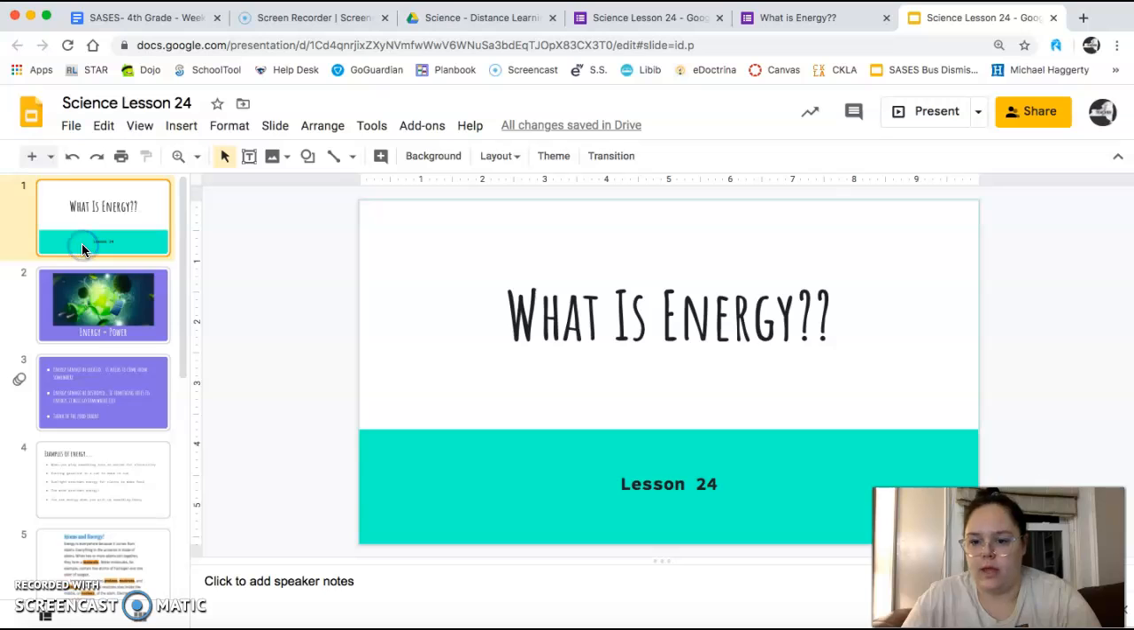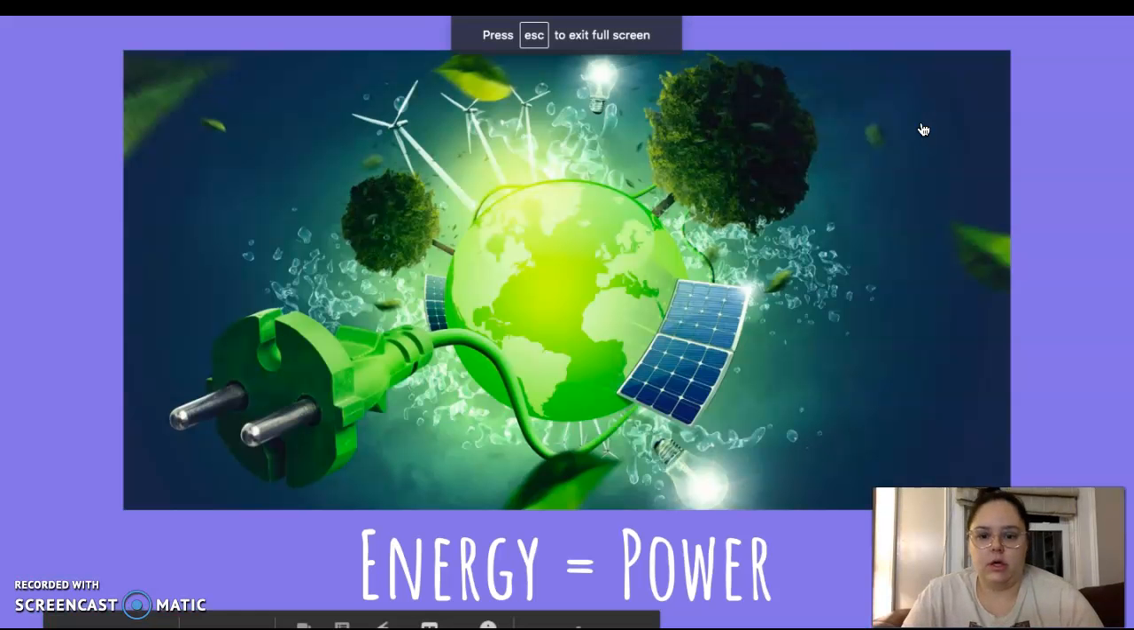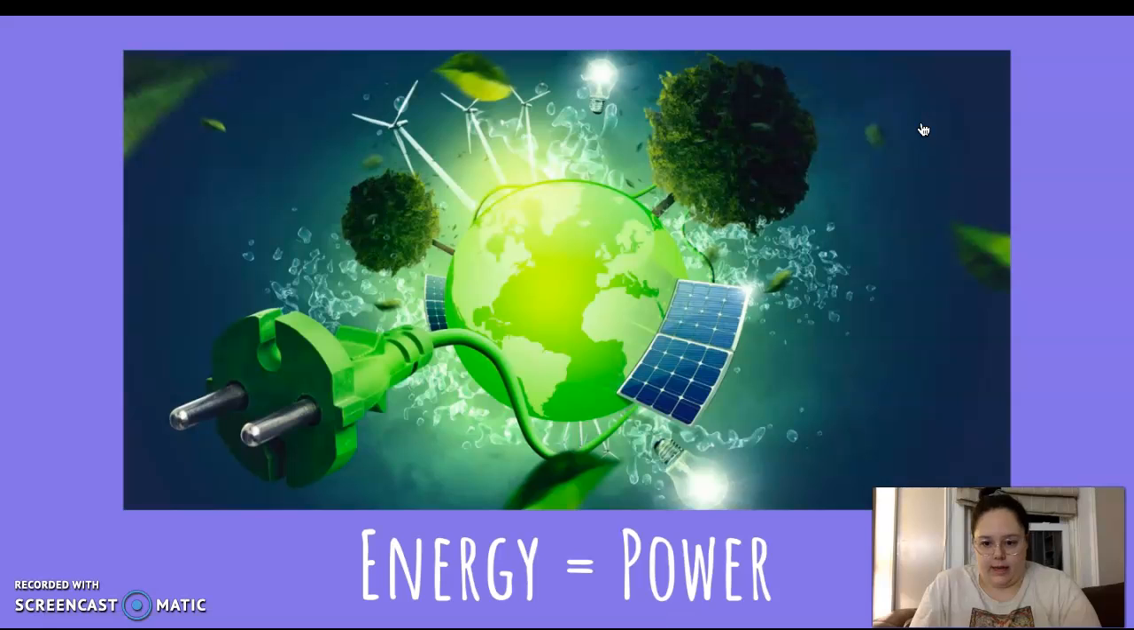We are going to be learning about energy this week, and energy means a lot of different things. So today we're going to introduce it, and tomorrow we'll talk about all the different individual types of energy that there are in the world. All right. So ultimately, energy equals power. And as you look in this picture, you can see a lot of different types of power.